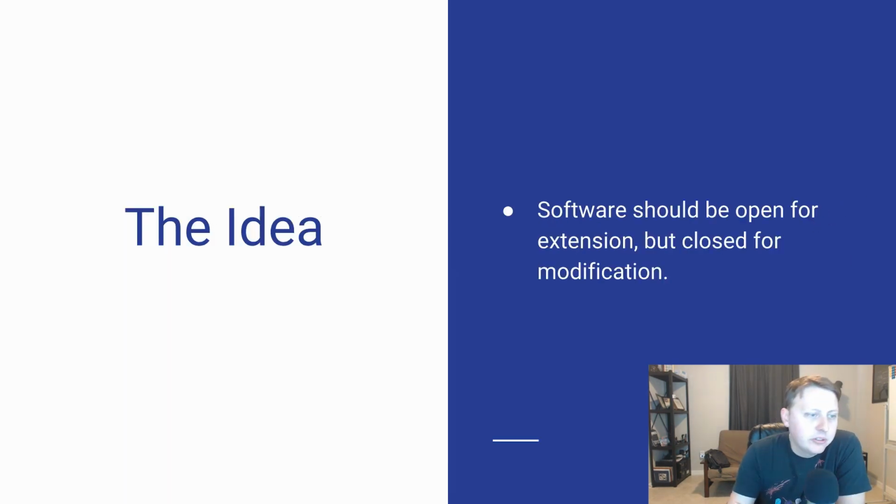So what is the general idea for the open-closed principle? You've probably heard this many, many times, but software should be open for extension but closed for modification. I'm using software very generally. We're talking about classes, modules, pretty much any aspect of software that's reusable. We want to make it open to expand upon but closed to modifying that original level of code.